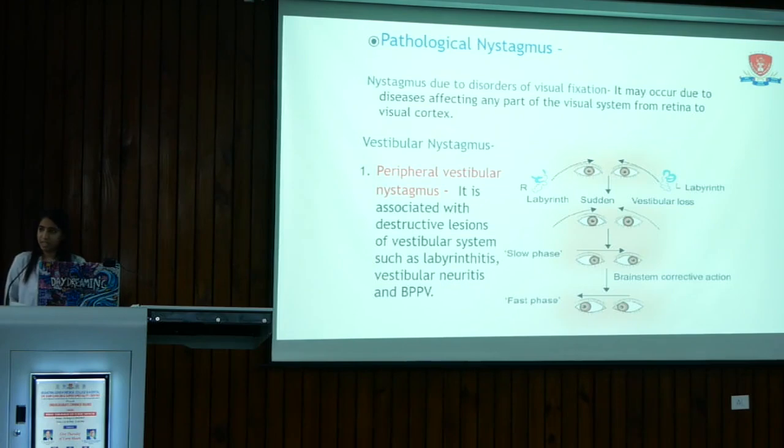Then we have pathological nystagmus, in which we have nystagmus due to disorders of visual function. It may occur due to any disorder which is affecting any part of the visual system from retina to visual cortex. Then we have vestibular nystagmus, in which we have peripheral vestibular nystagmus. It is associated with destructive lesions of vestibular systems such as labyrinthitis, vestibular neuritis, and BPPV, that is benign paroxysmal positional vertigo. It has a slow component which is away from the visual target, and a fast, quick corrective component which brings the eye towards the visual target.